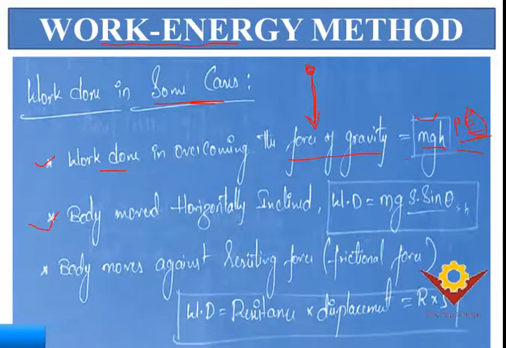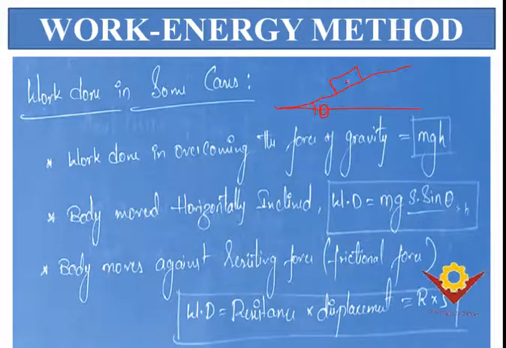And now coming to the second one, body moving on a horizontally inclined plane. See here, you have an inclined plane at angle theta, and here you have a body, and the weight of your body is mg, which is acting downwards. Now if you resolve that into two components, you are going to get one component here and another component here. The component along the incline is mg sin theta, and the other component is mg cos theta.